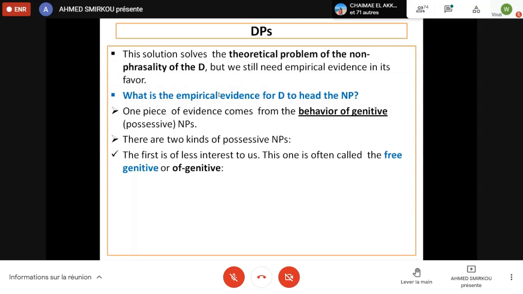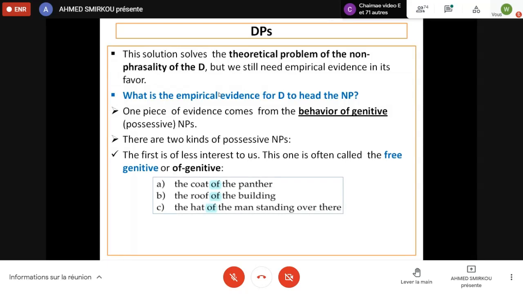The first is the of genitive, or free genitive. We're not concerned with this one. For genitive possession, you say the coat of. We use of, for example, the book of John, the coat of the panther, the roof of the building, the hat of the man standing over there. The possessive form of is used here to link the possessor and the possessed. We're not going to talk about this.